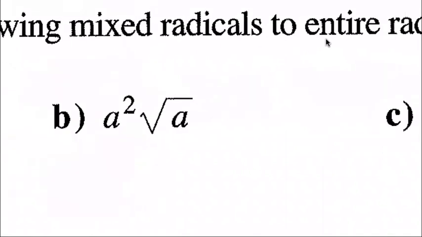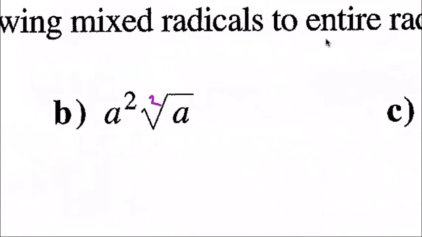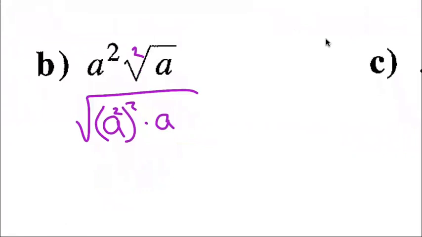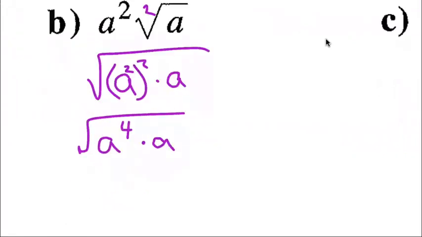A squared times a, again, this is a square root. So going back in, it's going to be a squared, squared, times a. Well, a squared squared, power to a power rule, you multiply. That's a to the 4th times a. And because those have the same base, I can go a to the 5th. I would add that 1 to the 4.